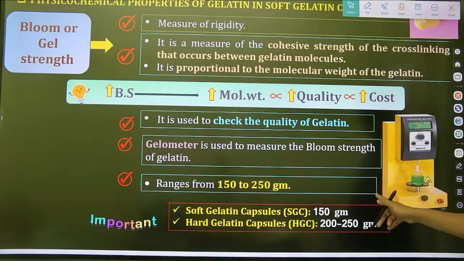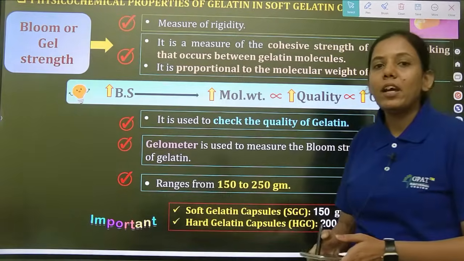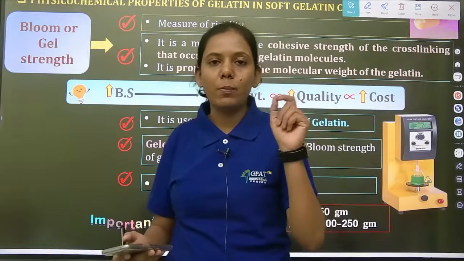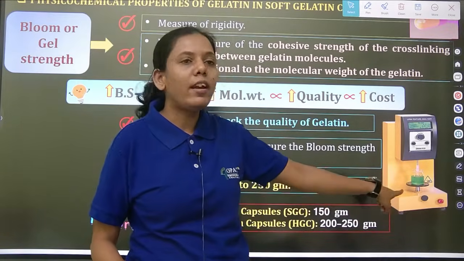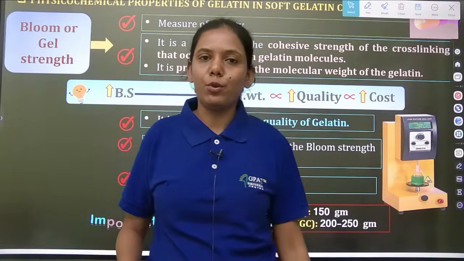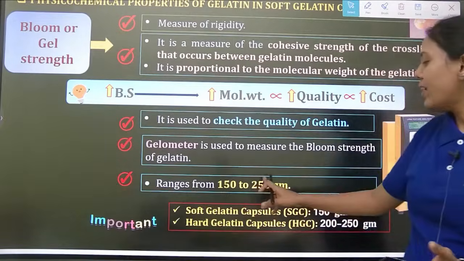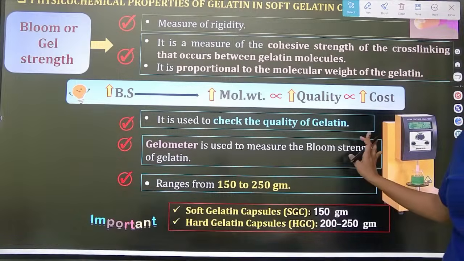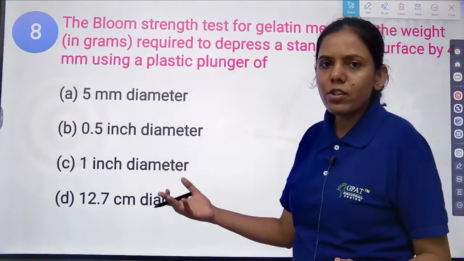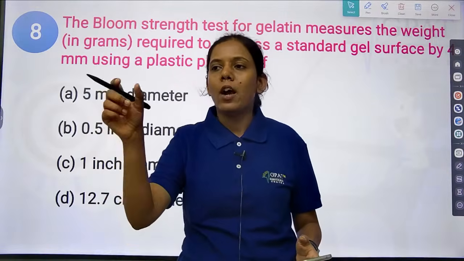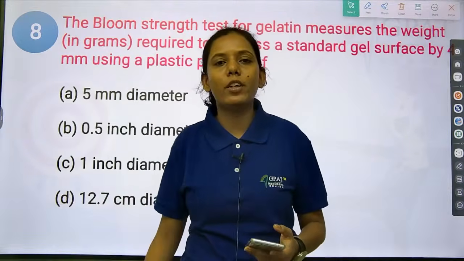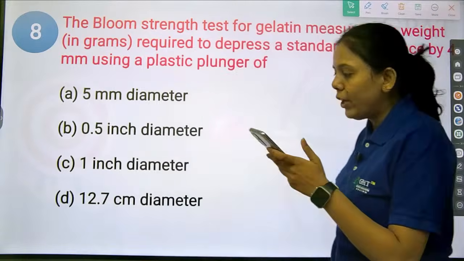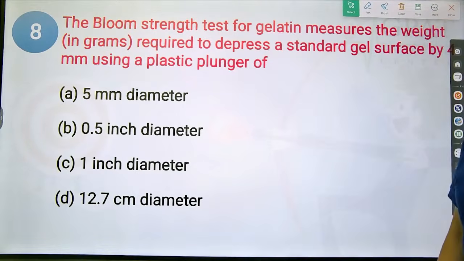So see, this is a Bloometer where you will prepare a gel, right? So that gel has to be stored for 17 hours at 10 degrees Celsius and the concentration which you will use is 6 2/3% and 150 to 250 grams should be the ideal strength. Please remember units also. Sometimes they will ask you what is the unit of bloom strength. Similarly, you should know what is the unit of viscosity. Very good. Shall we go to the next question?